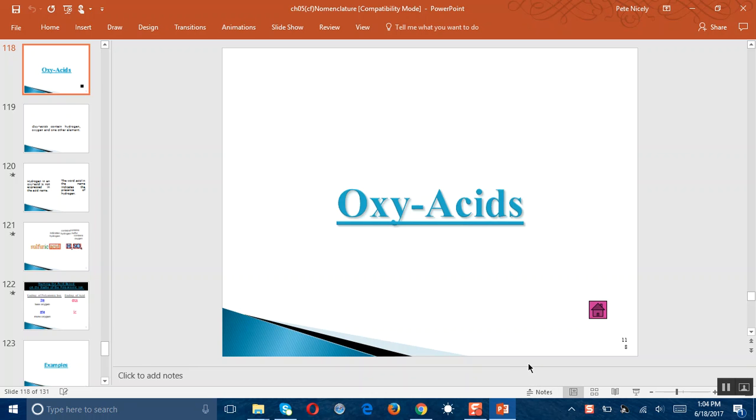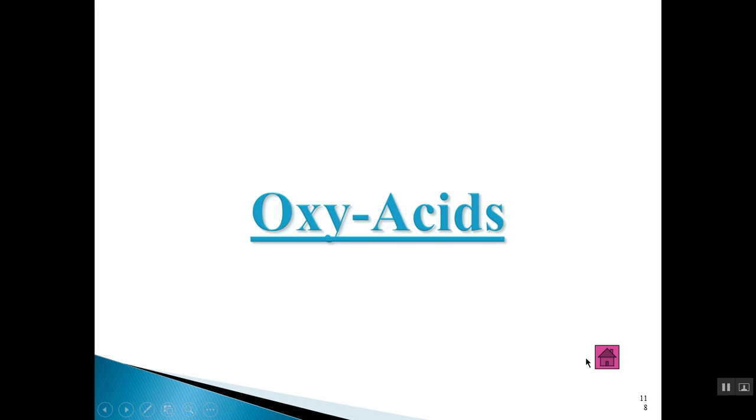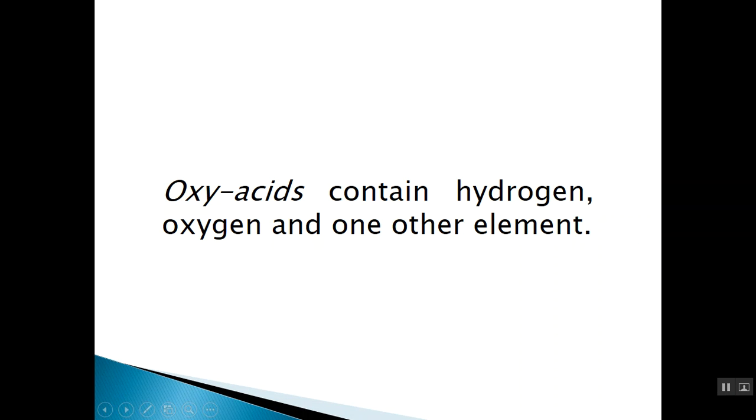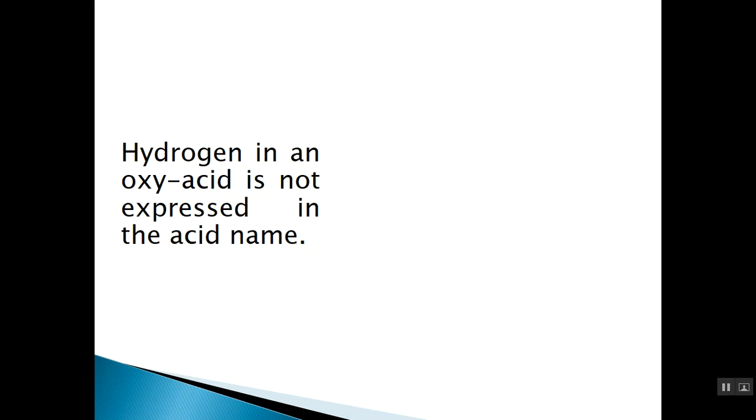So let's talk about oxyacids. This would be the last group of acids that we're going to talk about in this chapter. So what are oxyacids? Well, these are acids that contain hydrogen, oxygen, and one other element.